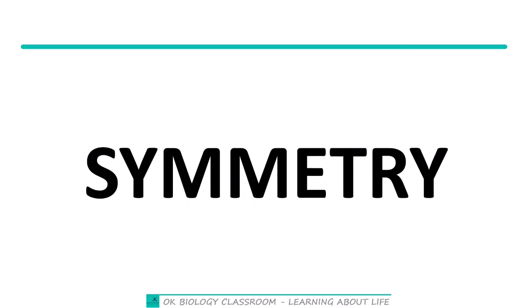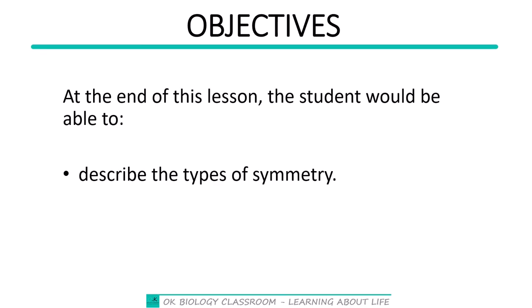Symmetry. For our objective, at the end of this lesson, the student would be able to describe the types of symmetry. Remember that we have looked at the microscope, and we have also looked at body orientations, also referred to as anatomical positions. And I want to believe you still remember everything we learned in both.